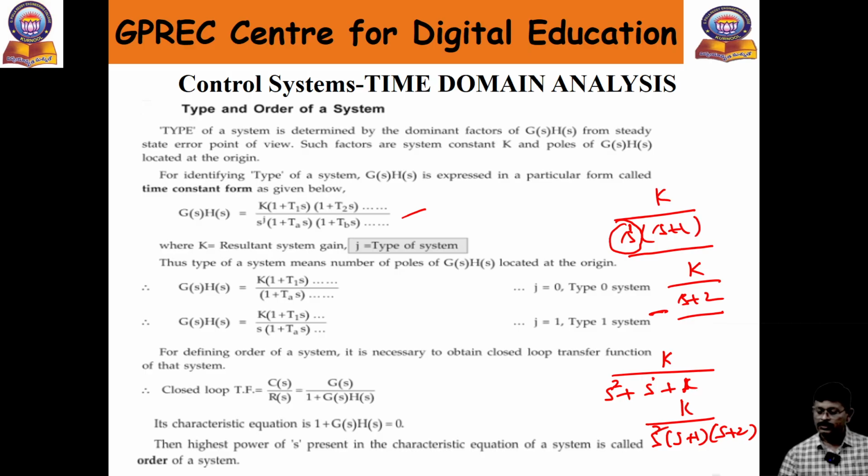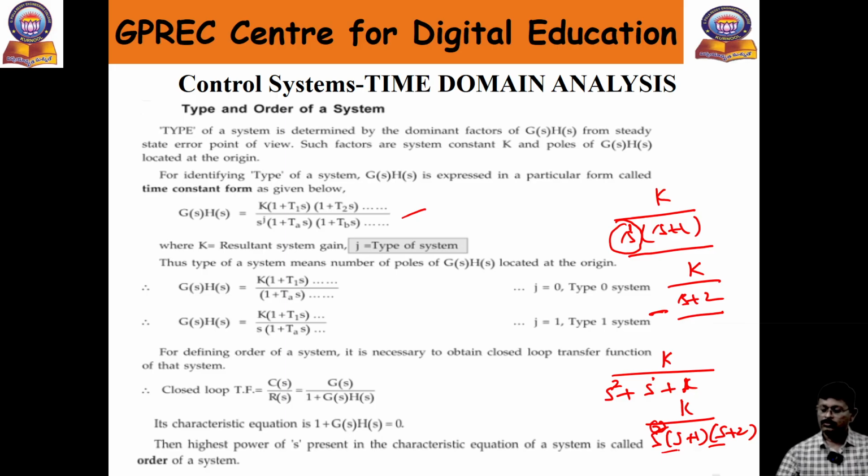Now suppose I take s square. What is the type and the order of the system? Here s square is there, so the type is 2. What is the order now? S square, one term, and again one s is there, so s cubed and s power 4. So type 2 and order 4. Like that you have to find the type and order of the given transfer function, which is very important.